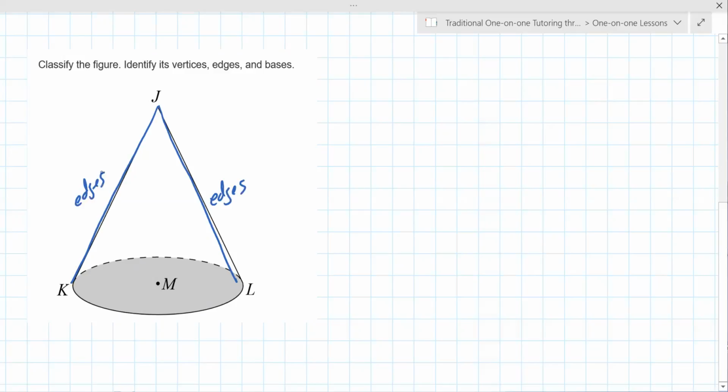Oh, so K and L aren't really edges. No, or well, it's a line segment. Line segment JL is an edge, and line segment JK is an edge. That's right. Although that's not completely true, because we're looking at it from the side. If you were to look at it from above, you wouldn't see any edges.